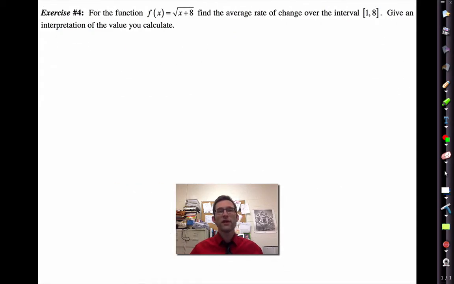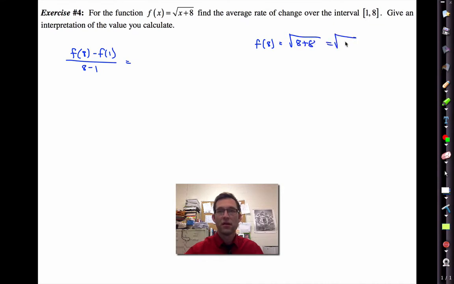All right, for the function f of x equals root x plus 8, find the average rate of change over the interval 1 to 8, given an interpretation of the value you calculate. So this is pretty easy from a mechanical perspective, right? I'm going to do f of 8 minus f of 1, all divided by 8 minus 1. Of course, that means I have to figure out what those things are. F of 8 will be the square root of 8 plus 8, square root of 16, which is 4. And f of 1 will be the square root of 1 plus 8, square root of 9, which is 3.